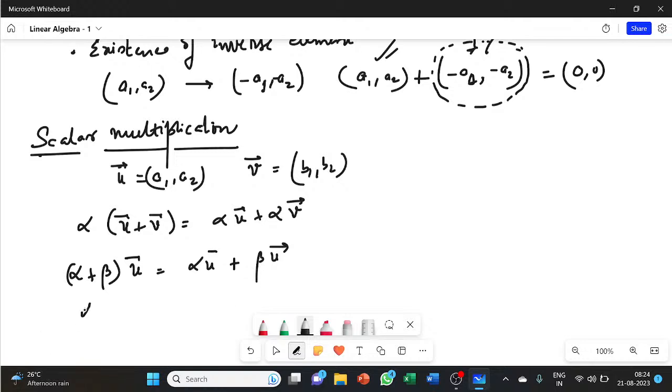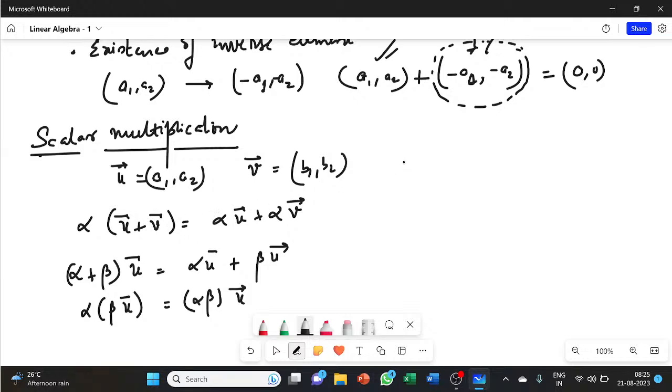Similarly, I can do this also. If I try to do alpha times b times u vector, I write it this way, or I write alpha beta u vector. This is one and the same thing, isn't it? Let's say this is a v vector. You just take these things, a1 comma a2, b1 comma b2, and verify it your own self. I think this is something that you can verify on your own.